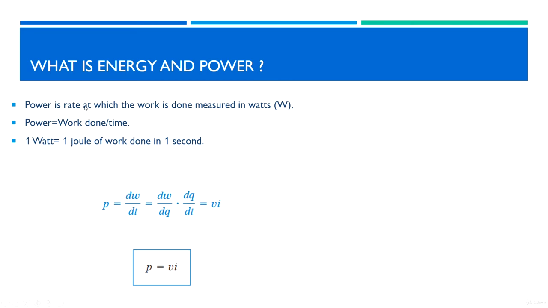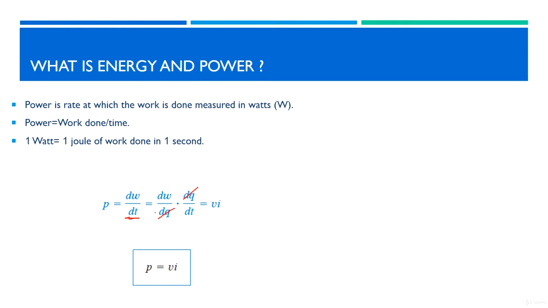Rate means the differentiation. When we are talking about a small thing, rate means the differentiation with respect to time, or we are dividing by time. So the power is equal to work over time, or dW over dt, a very small time. So we can change this into dW over dq times dq over dt. Okay, multiply by dq and divide by dq. We haven't done anything. If we remove dq with dq, then we will have dW over dt, which is the same as this equation.